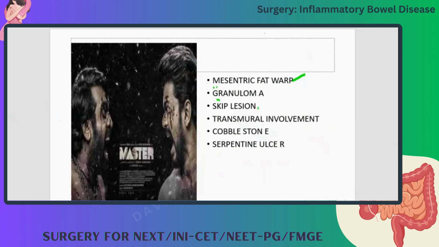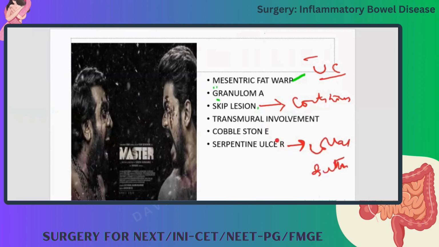If these 6 are for Crohn's disease, then what are the other 6? Instead of skip lesion, what will be there in ulcerative colitis? It's a continuous lesion. For serpentine ulcer, what ulcer is there? It's a collar button ulcer. For cobblestone, it would be crypt abscess. There is just a pavement appearance, right? So there is crypt abscess formation there.